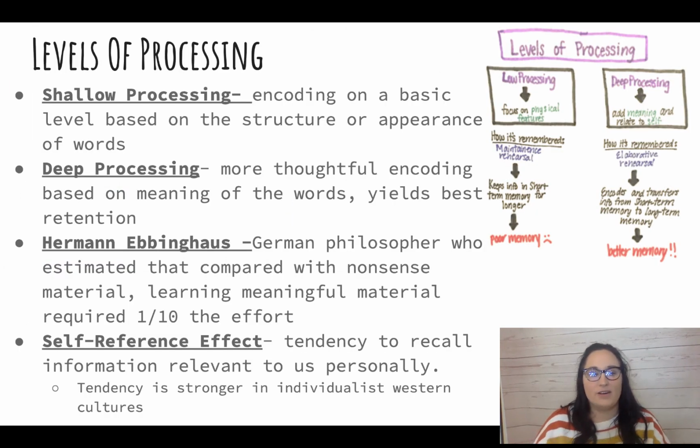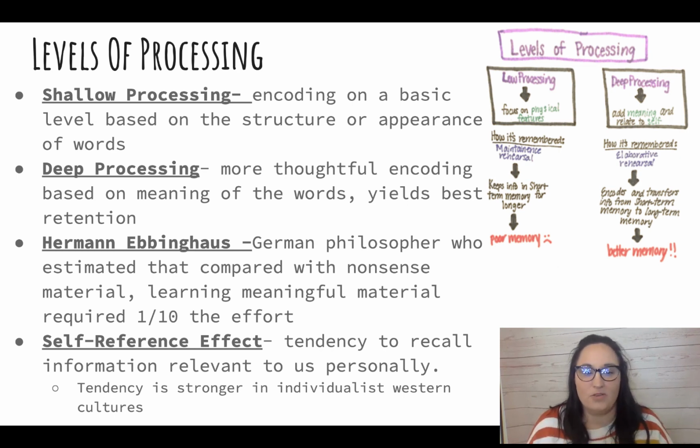So when you are studying, you should also think about the level of your processing. Shallow processing is encoding the information on a basic level. Like, what's this word? What does it look like? How do I spell it? Deep processing is really thoughtfully encoding, thinking about the meaning of the word, and that yields the best retention, deep processing.